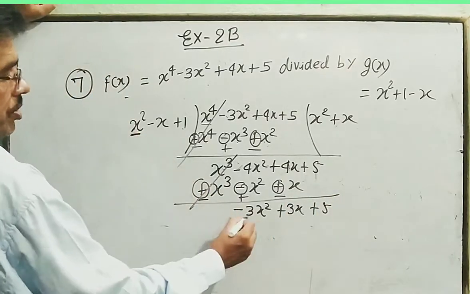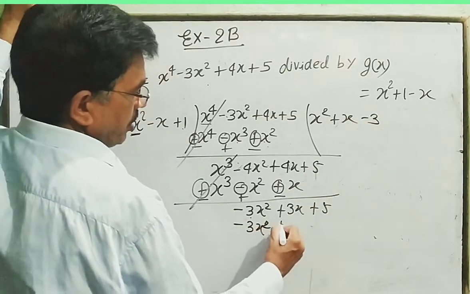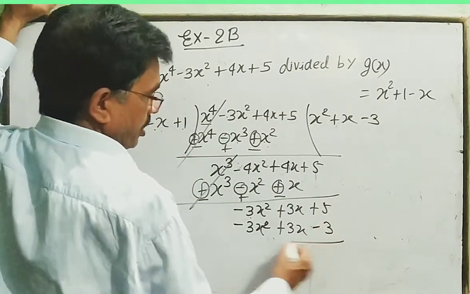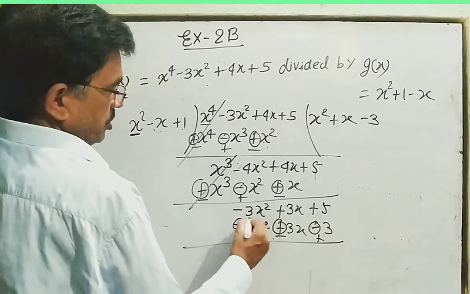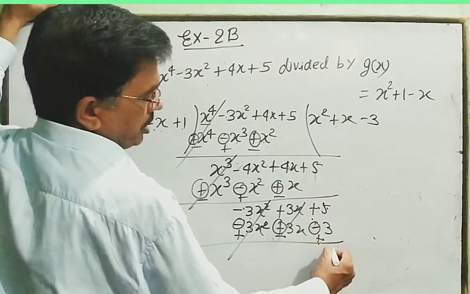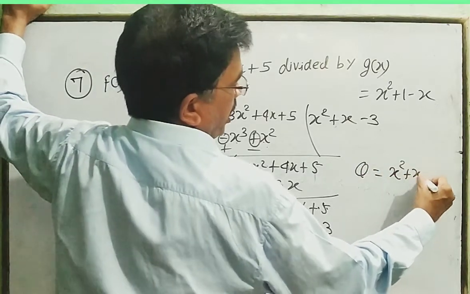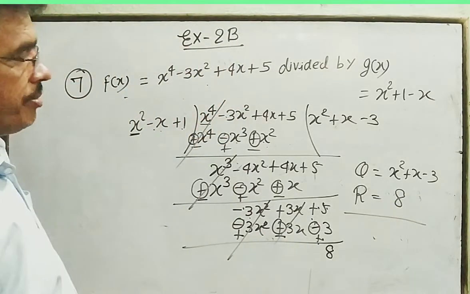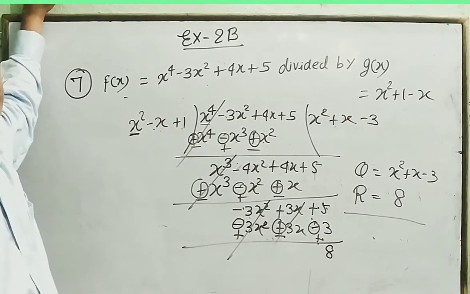So now here is x square, here is minus 3x square, now minus 3. Then you get minus 3x square plus 3x, because minus minus plus, and minus 3. So plus minus cancel, 3 cancel, and 5 plus 3 both are positive, sum is 8. So quotient is x square plus x minus 3 and remainder is 8. So it is the solution by the division method. Other questions from 6, 7, 8, 9, 10 you can solve by this method and try to solve.